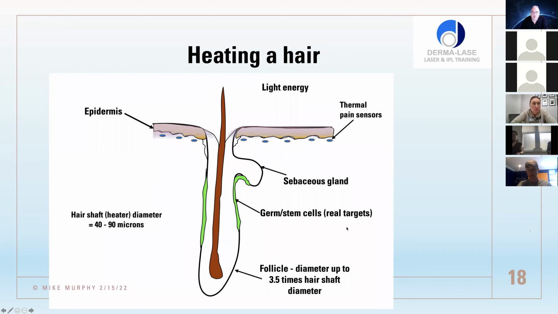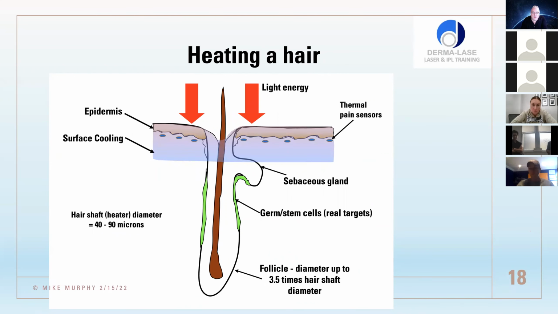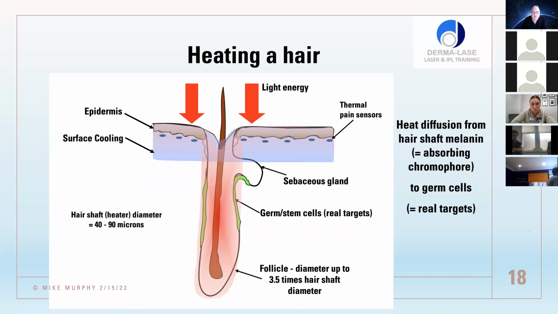To do this properly, you cool the skin above to protect the upper layers and the epidermis. You then fire in your red lights. It scatters about all over the place, and some of it is absorbed. A tiny fraction, actually, not very much, is absorbed in the melanin. Then the melanin heats up and the heat expands out into the surrounding areas. If you get enough heat and enough time, it will heat up the germ cells and hopefully cook them, denature them, which is what we're trying to do.